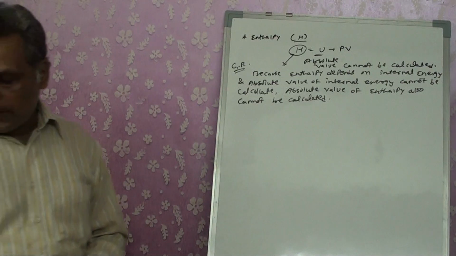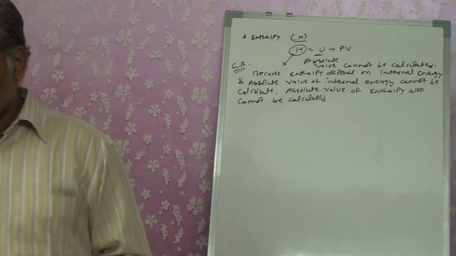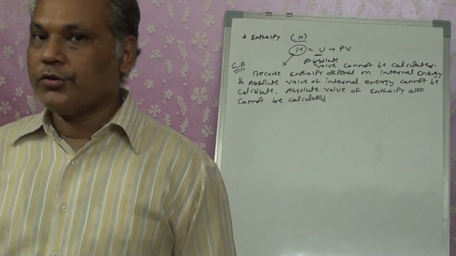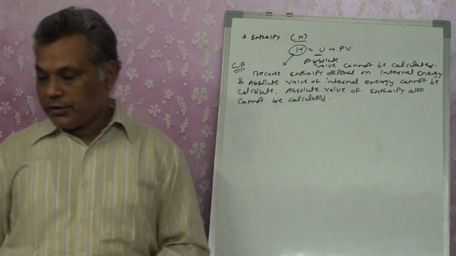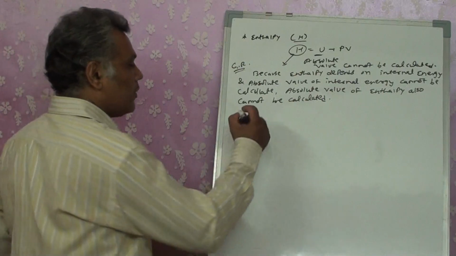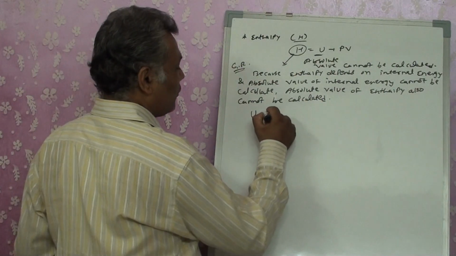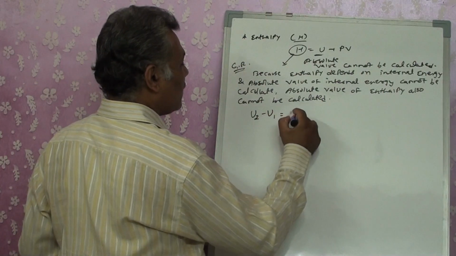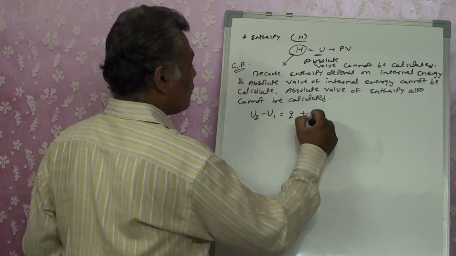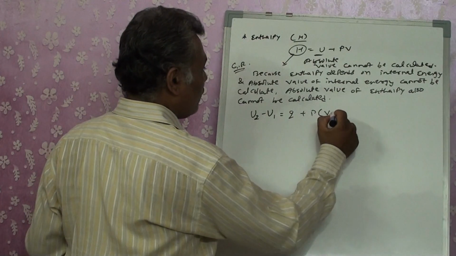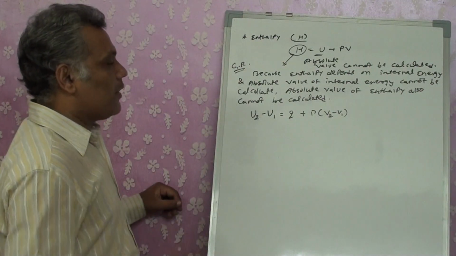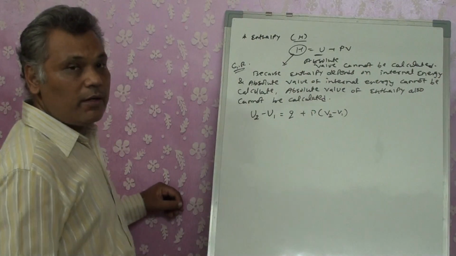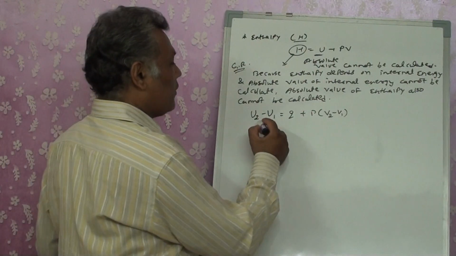Now in that case, if I want to find out the absolute value, it cannot be calculated, so we can calculate the change in enthalpy. Now if I want to calculate the change in enthalpy, how are we going to get it? We know that U2 minus U1 we are writing as Q plus P(V2 minus V1). Simply expanding this equation, what will happen?